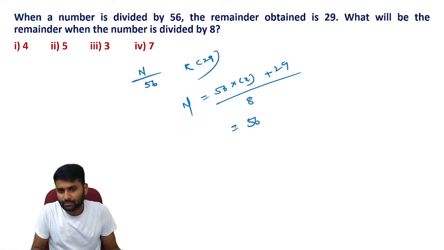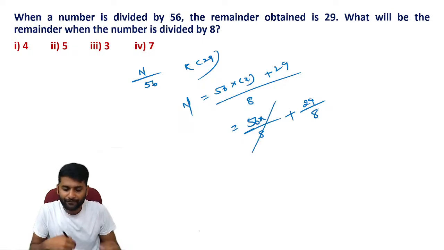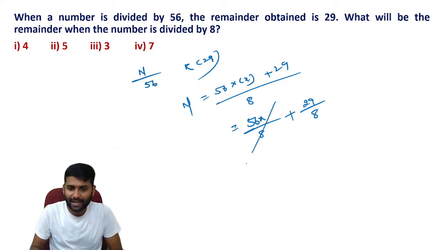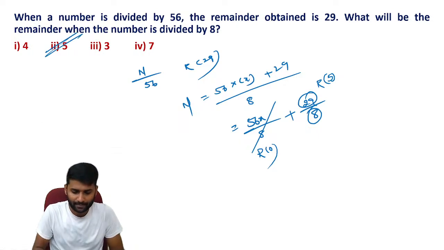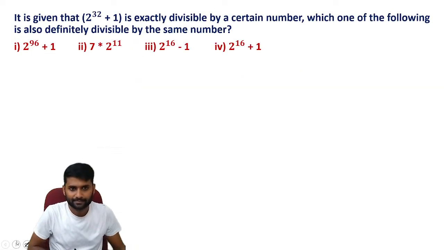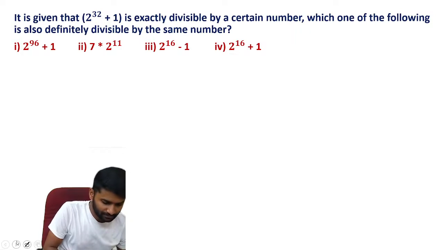So let's go through one more step. 56 divided by 8, 29 divided by 8. If 56 is divided by 8, here the remainder is 0. If 29 is divided by 8, 8 threes are 24, then you can see the difference of 5 units. Now 29 divided by 8, the remainder is 5. Solve this question.